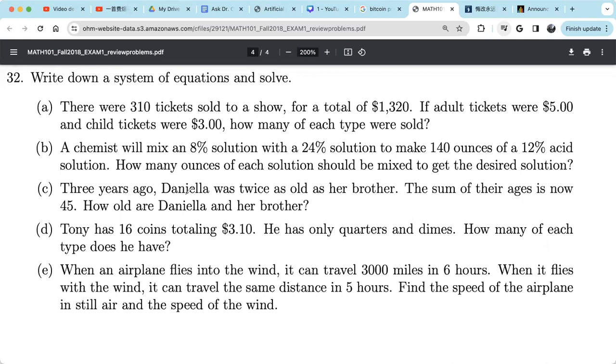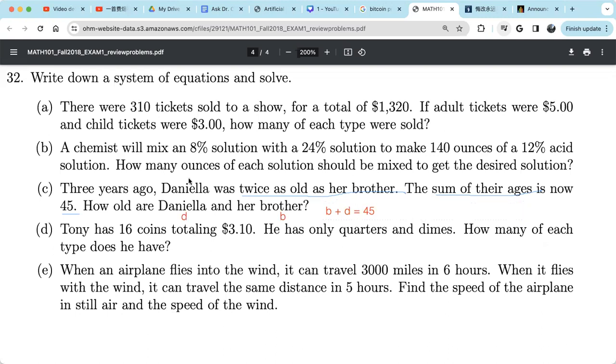3 years ago, Daniela was twice as old as her brother. The sum of their ages is now 45. So how old are Daniela and her brother? Let's name the variables. Let's call Daniela's age D, and her brother's age B. The sum of the ages is now 45, so that means B plus D equals 45.